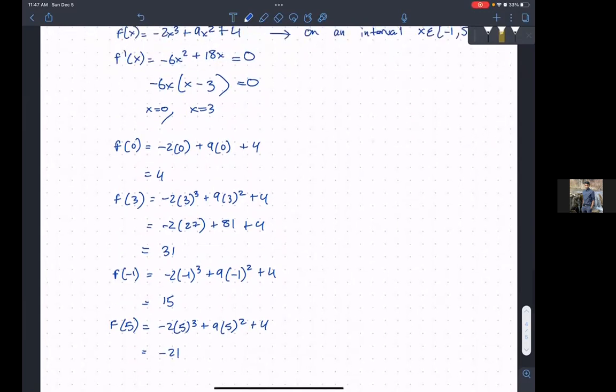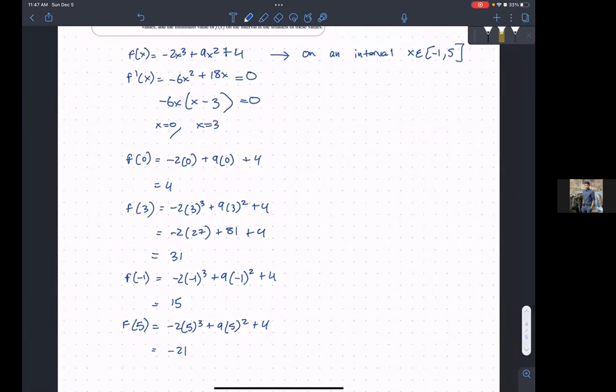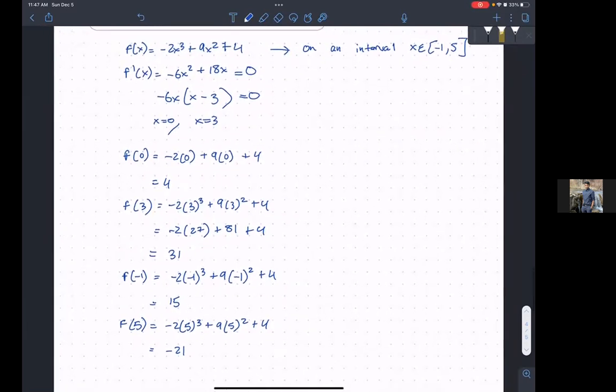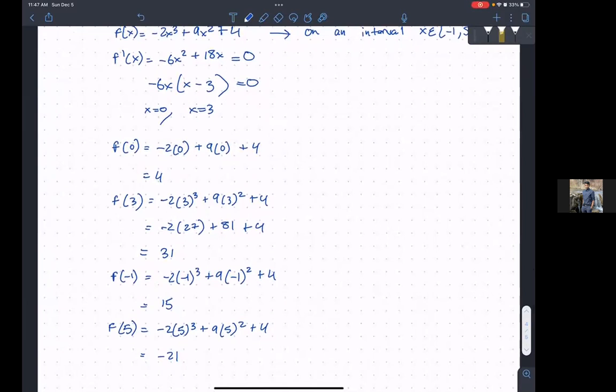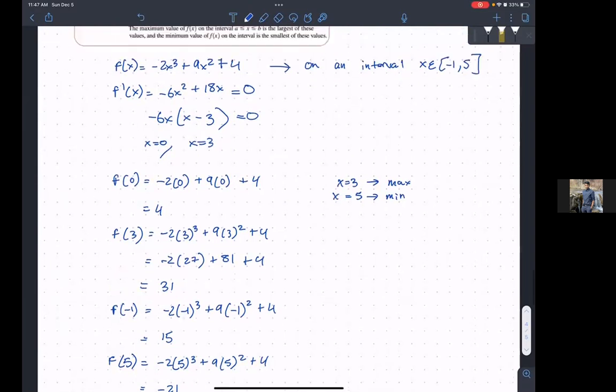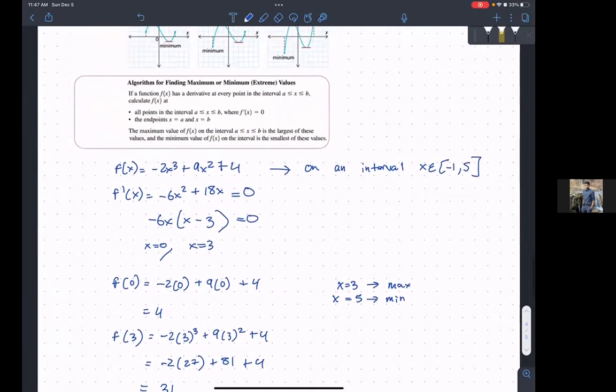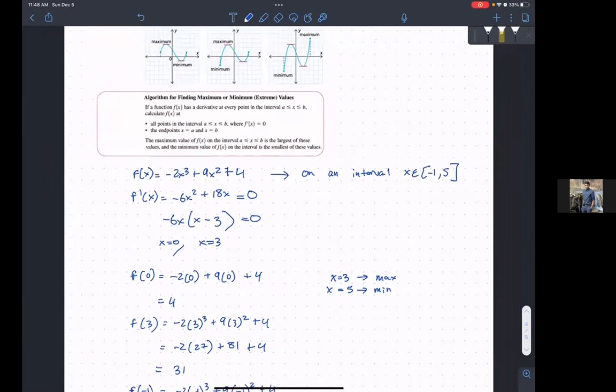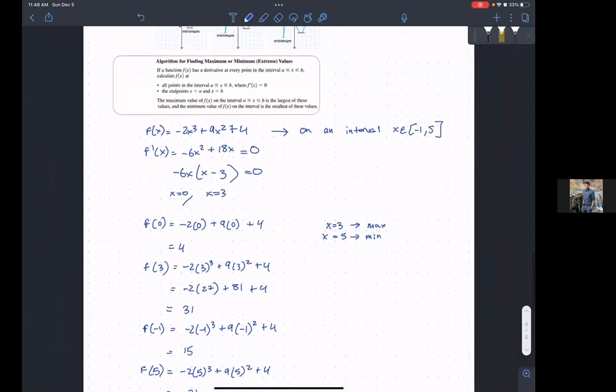So now we have to figure out what the absolute maximum or minimum is, right? So the absolute maximum is the 31. The absolute minimum is the negative 21. So x equals 3, maximum. X equals five, minimum. And that's it. That's how you solve the problem. Okay, does that make sense? Any questions?